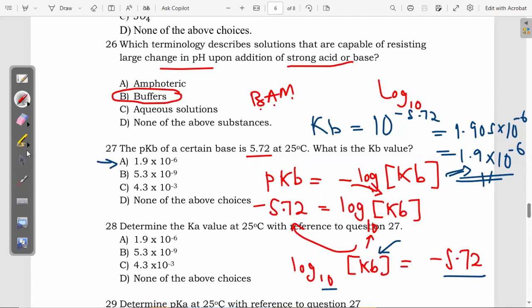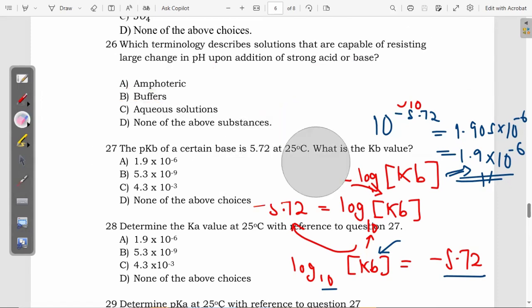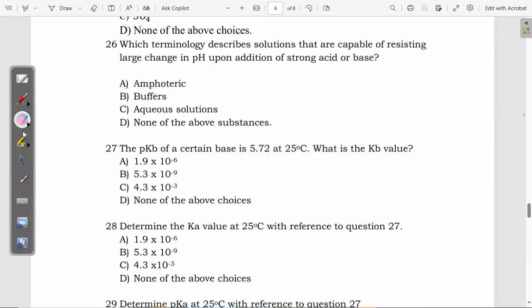And then I can erase this. So on question number 28, okay, they're saying determine the value of Ka with reference to 27. So Kb, we found it was 1.9 times 10 to the power minus 6, right? And then they want us to find this Ka with reference to this. So what you have to know here is this equation for you to find this.